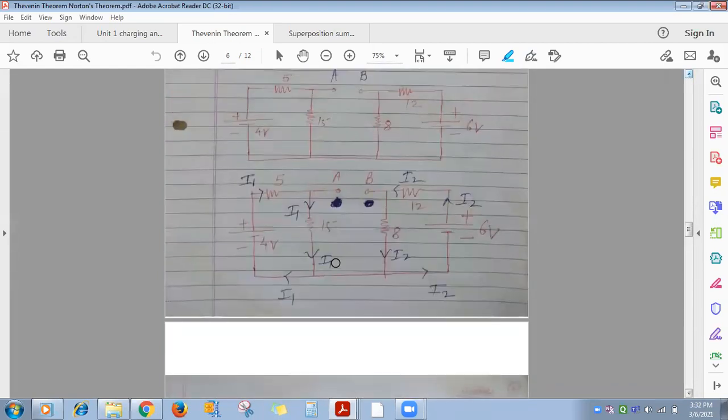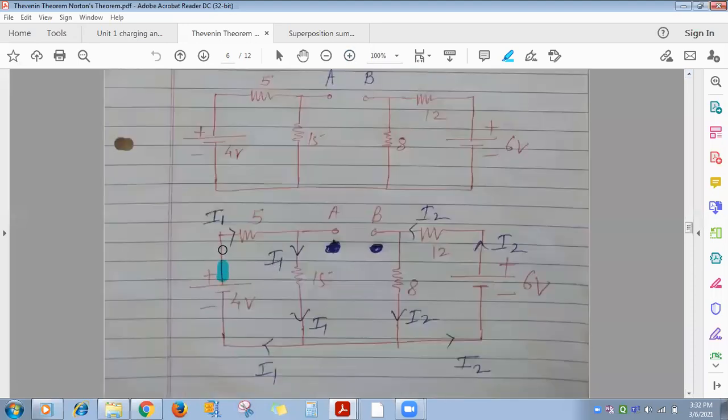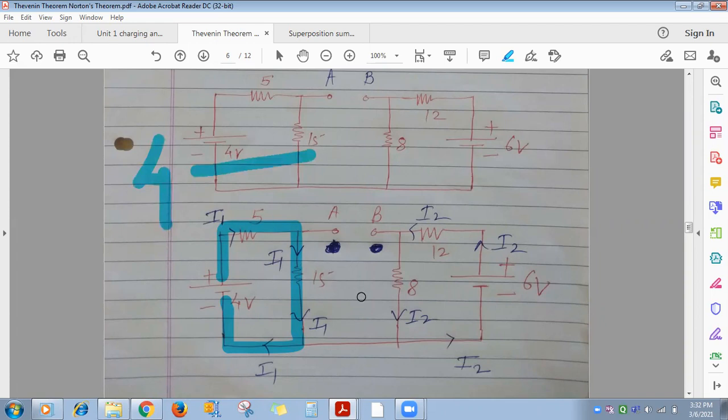See here, observe this circuit. I1 is flowing through 5 and 15 ohm. Means 5 and 15 ohm are connected in series. And what is the total voltage across it? 4 volt. So how much will be the voltage across 15 ohm? Use the voltage division rule if you remember. So the total voltage in the numerator, which resistance, 5 or 15?